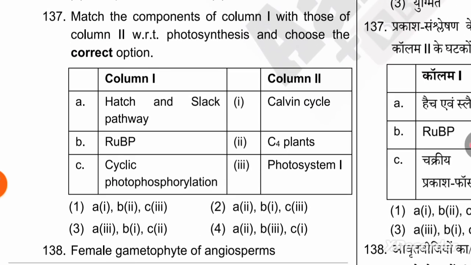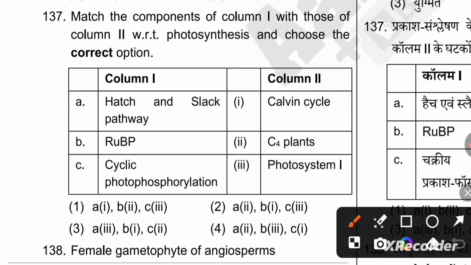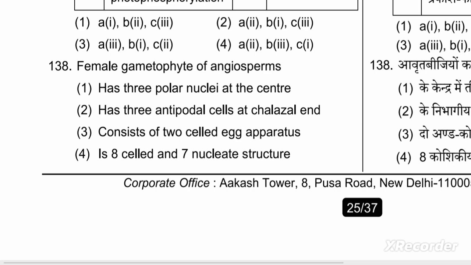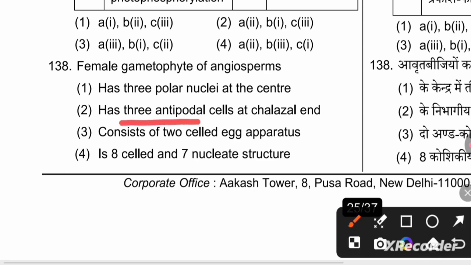137th question. The Hatch-Slack pathway is also called the C4 pathway. Ribulose bisphosphate is used in the Calvin cycle. Cyclic photophosphorylation is in photosystem 1. Then 138th question: the female gametophyte of angiosperm has 3 antipodal cells at the chalazal end. It is the right one for this question.